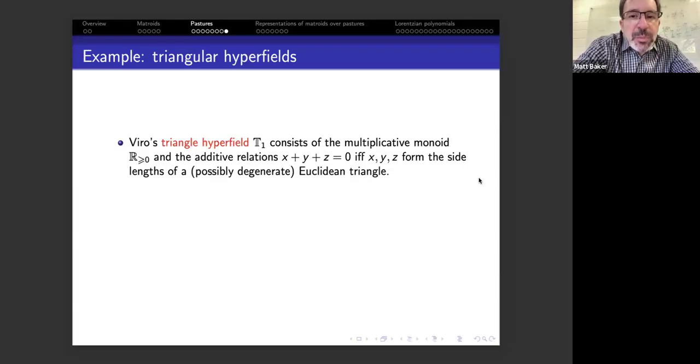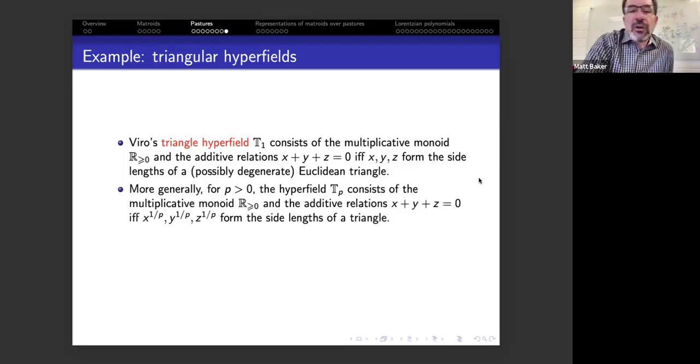It's again, as a multiplicative monoid, the same as the tropical one. It's just the non-negative reals. But now, what are the additive relations? You say that 3 non-negative real numbers add up to 0 in this structure when they satisfy the triangle inequality. So they form the side lengths of a Euclidean triangle. And we allow degenerate triangles, where, say, 2 of the lengths coincide and the other one is 0 or something like that.